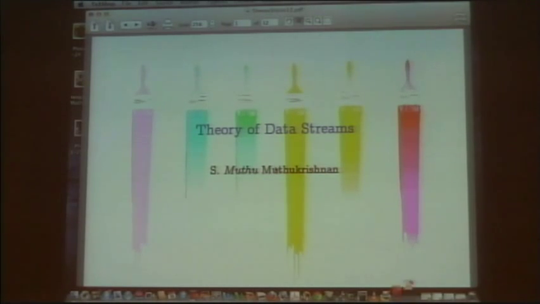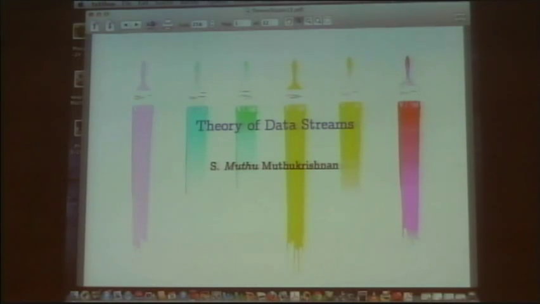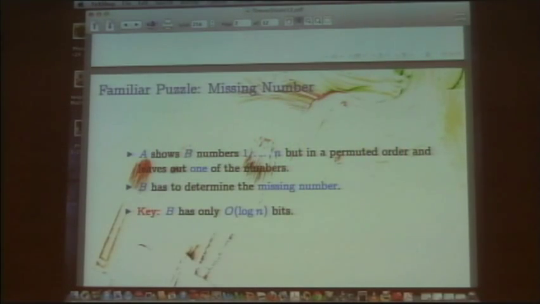Just to locate people, I'm sure you've heard this little puzzle before. Let me start with the by now classical puzzle. You have two players A and B, and there are numbers 1 through n. A shows the numbers 1 through n in some permuted order to B, but leaves out one of the numbers. Shows n minus 1 numbers, leaving one out. And B's task is to find the number that was left out by A.